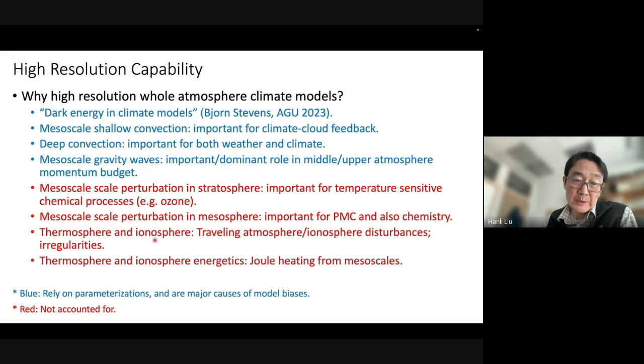And for these ones you really need to resolve the waves directly, because these are all direct perturbative effects by the waves. So if you don't resolve the waves, you don't get them.